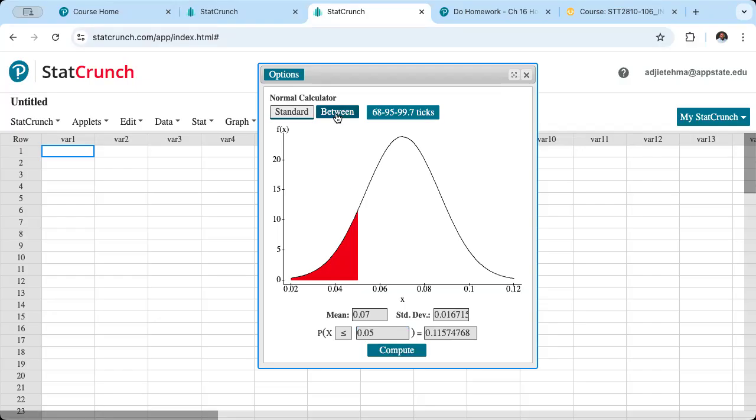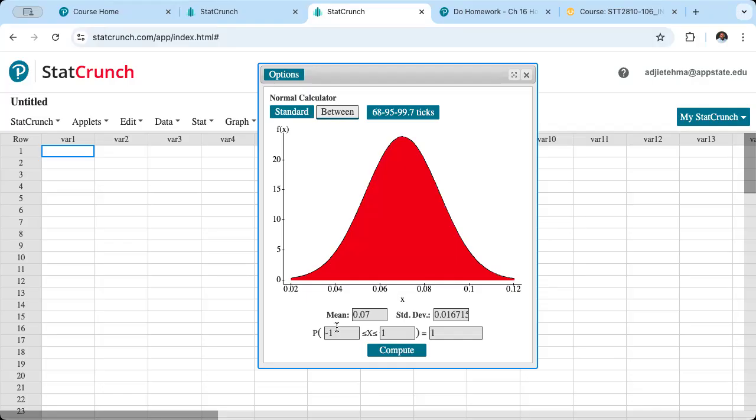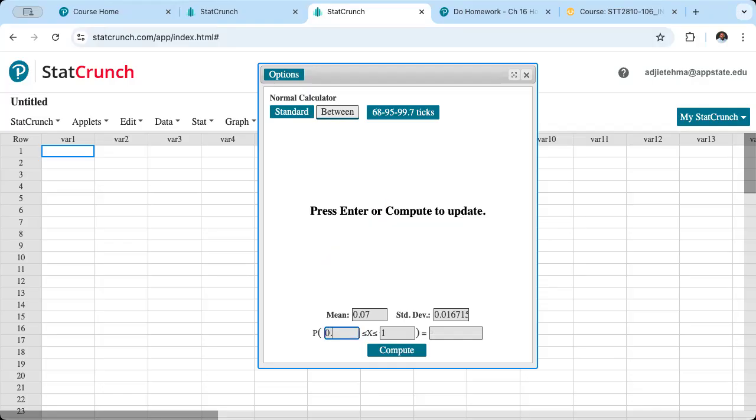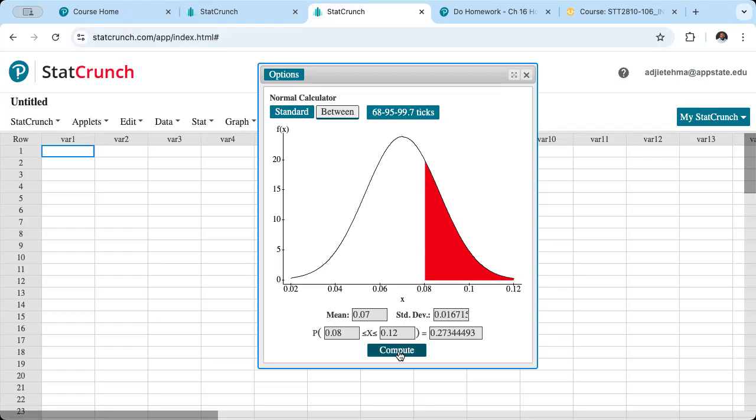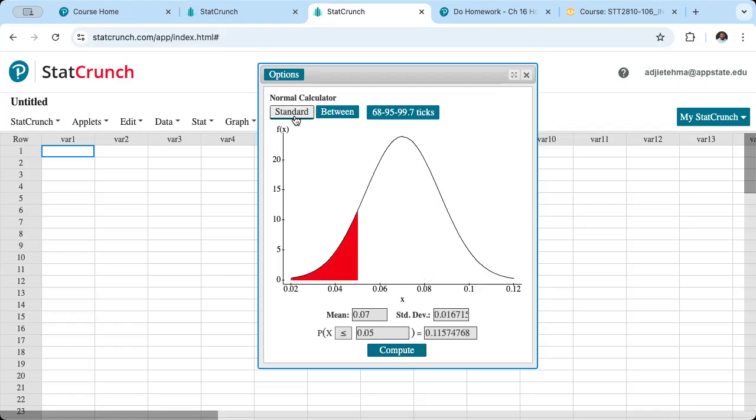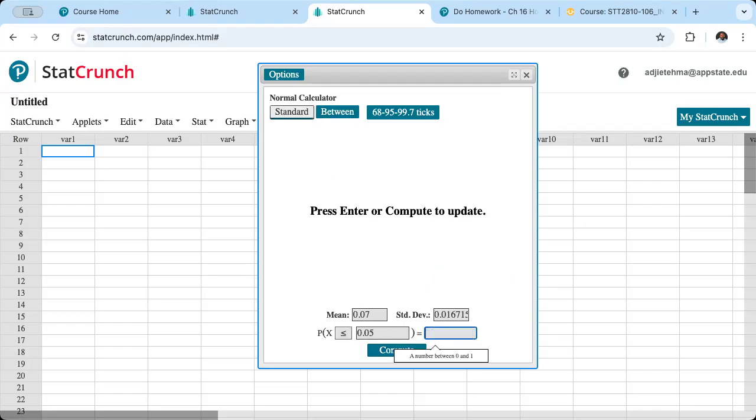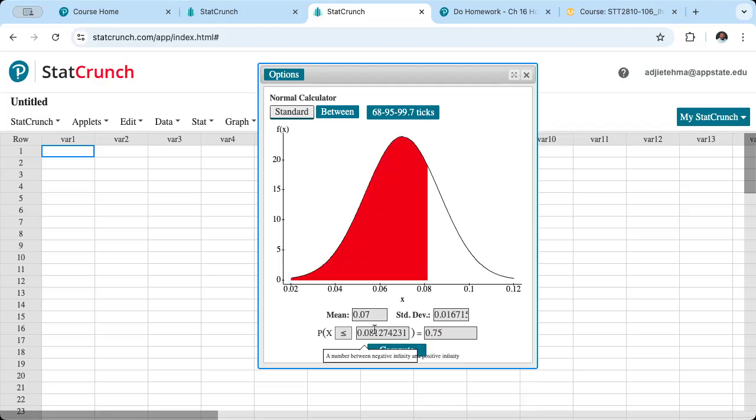The next one will be the probability between 8 and 12%. So for 8 and 12%, we have to change this to between. Is that okay? Put here 0.08, and here 0.12. And then we hit compute, and we get that. If you want the 75th percentile, we come back to this and put 0.75 here. And then you hit compute, it gives you the 75th percentile. Is that okay? So on Monday, we would proceed with part 2 of this.